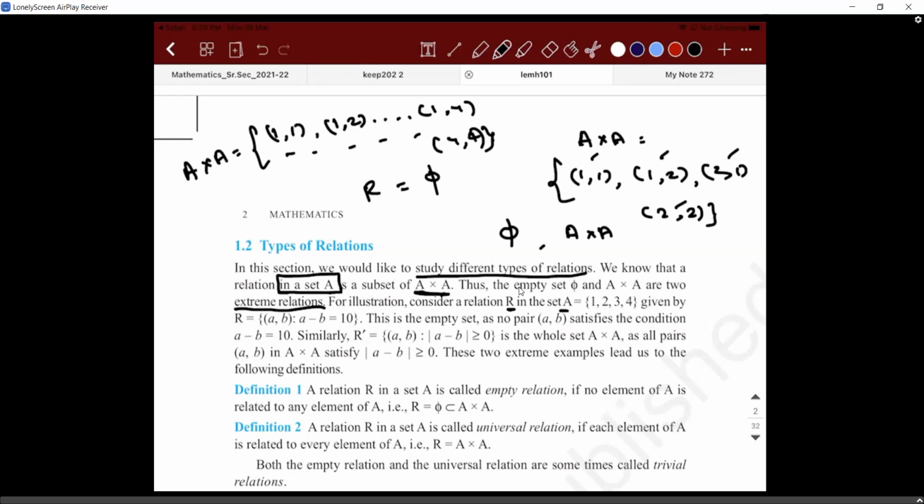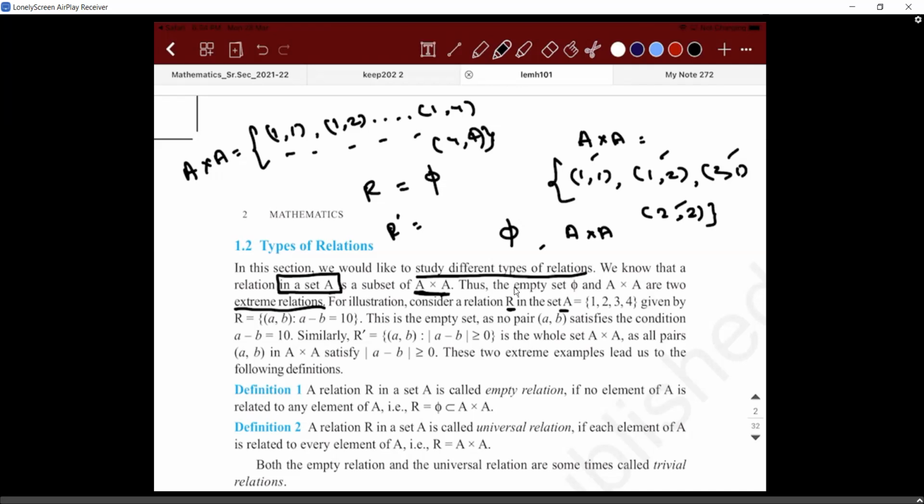Whereas if I define another relation R dash or R prime, how am I defining it? I'm going to take the set of ordered pairs (a, b) such that the modulus of a minus b is always greater than or equal to 0. The whole A cross A will come, because 1 minus 1 gives you 0. 1 minus 2 gives you minus 1, but you're taking the modulus of it, which is 1. So by default, modulus is always greater than or equal to 0 because it gives you a positive value, and the least value you can take is 0.